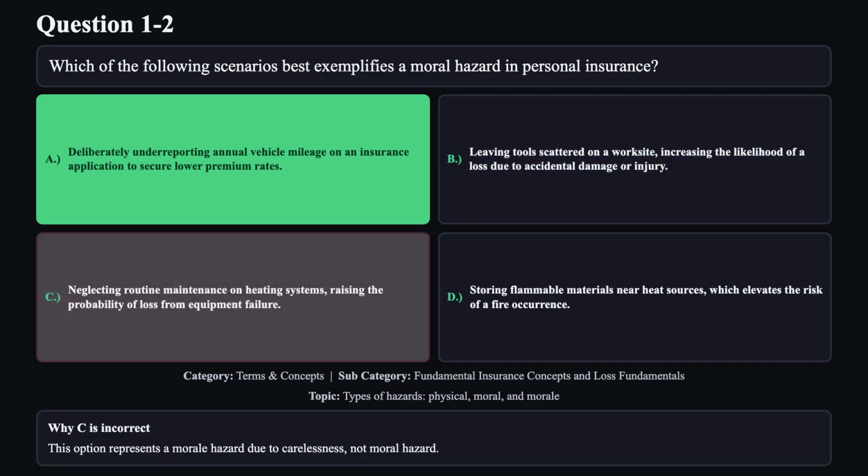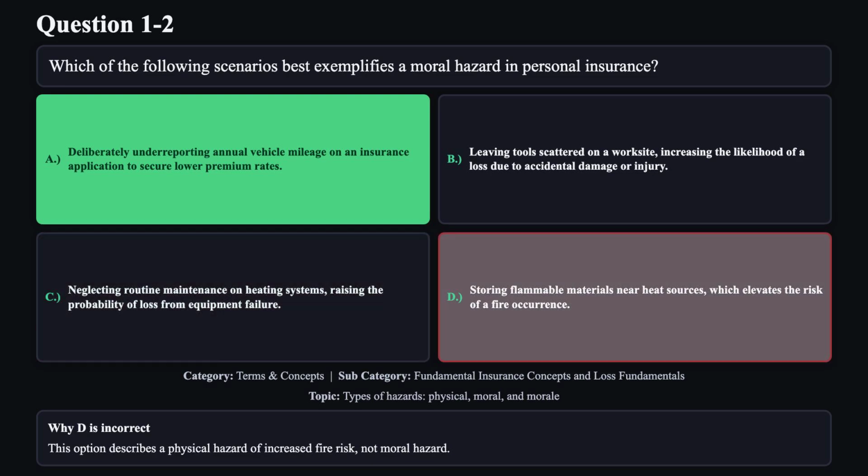Reason C is not correct. This option represents a morale hazard due to carelessness, not moral hazard. Reason D is not correct. This option describes a physical hazard of increased fire risk, not moral hazard.